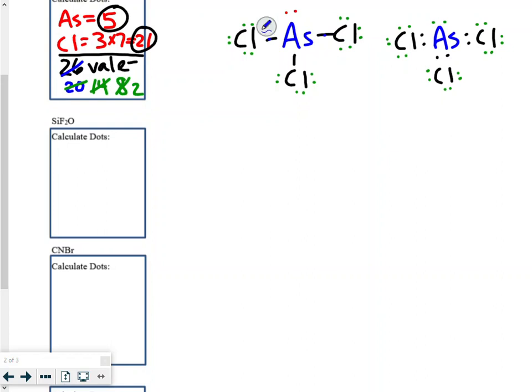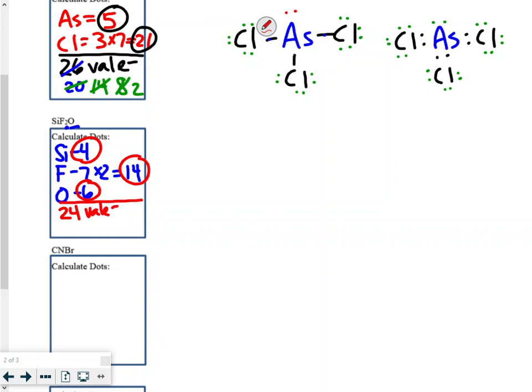Let's do that. Si gives us how many? 4. F gives us 7, and there's how many in here? Multiply by 2, so we get 14, and our O brings in 6. So let's count them all up then. We have 4 plus 14 plus 6, that gives us 24 valence electrons.